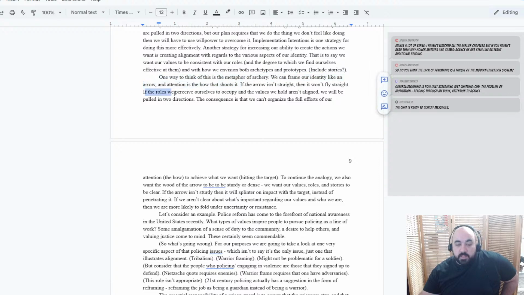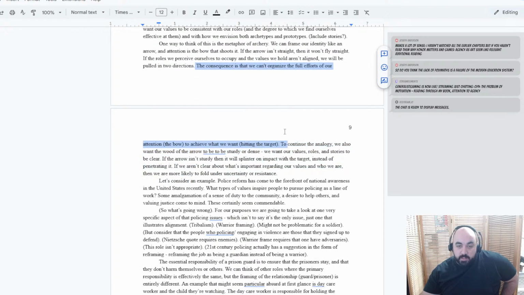If the roles we perceive ourselves to occupy and the values we hold aren't aligned, then we will be pulled in two directions. The consequence is that we won't be able to organize the full efforts of our attention, the bow, to achieve what we want, hitting the target.